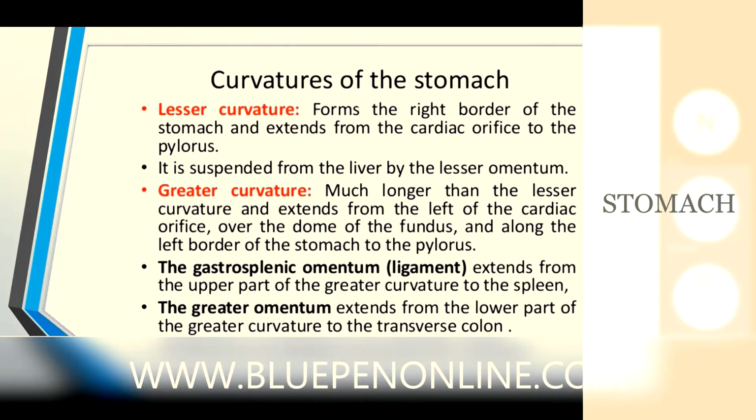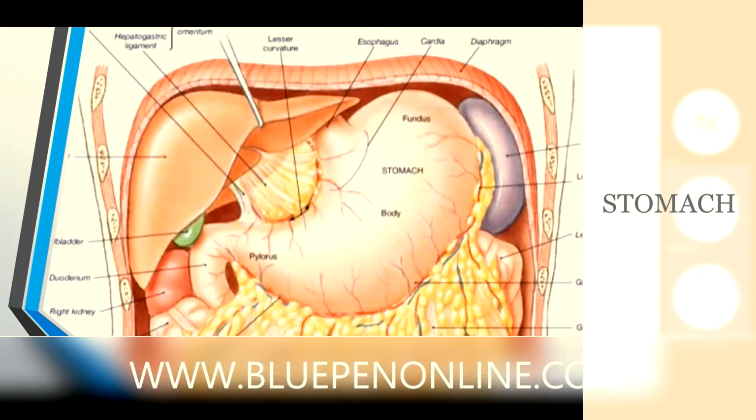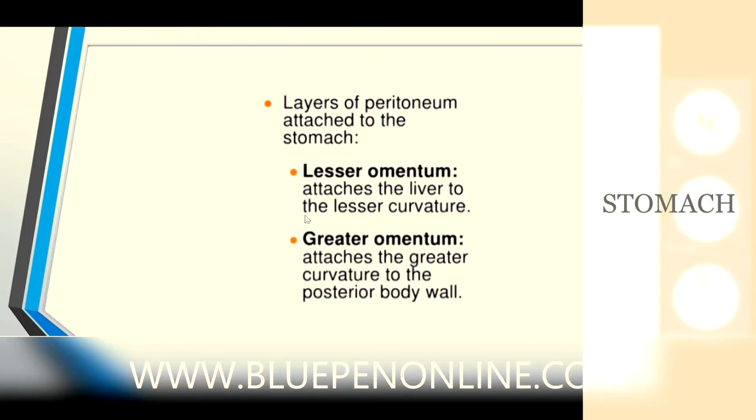And next is the gastrosplenic omentum or ligament, that extends from the greater curvature to the spleen. And next is the greater omentum, that extends from the greater curvature to the transverse colon. Peritoneum completely surrounds the stomach. So this is the omentum. Lesser omentum, greater curvature and lesser curvature. So next is the layers of peritoneum which are attached to the stomach, that is the lesser omentum and greater omentum. That's what I told you now.